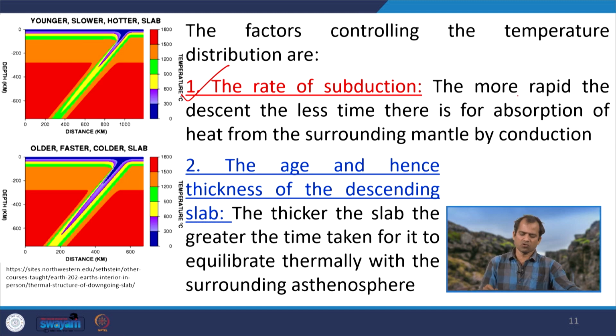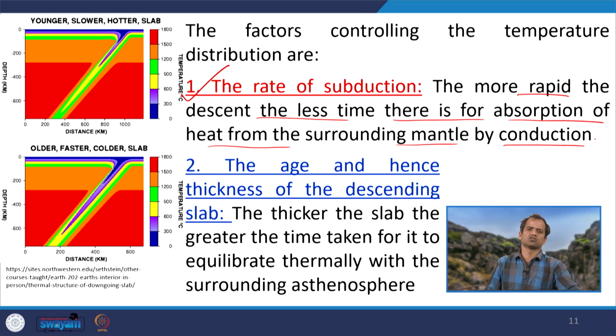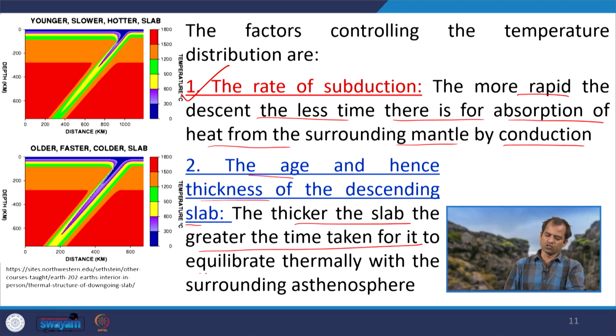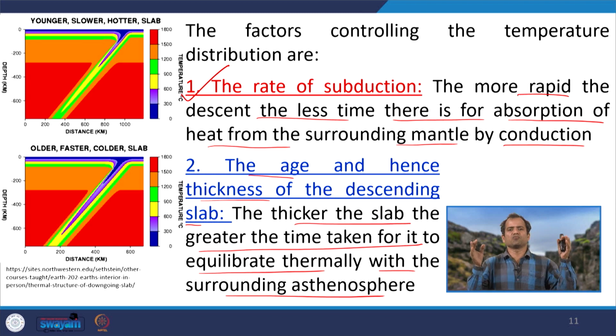So, the more rapid the descent, the less time there is for absorption of heat from the surrounding mantle by conduction. High rate of subduction means less time to interact, and a low rate of subduction means high time. And the age and the thickness of the descending slab, the age of the oceanic lithosphere and its thickness: the thicker the slab, the greater the time taken for it to equilibrate thermally with the surrounding asthenosphere, because we are inserting a thicker slab.